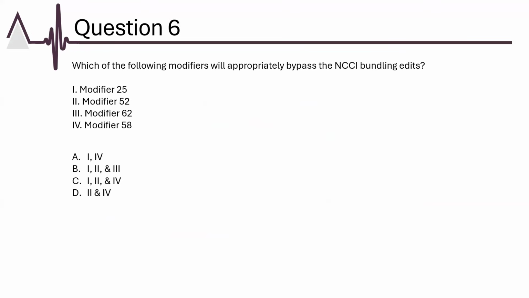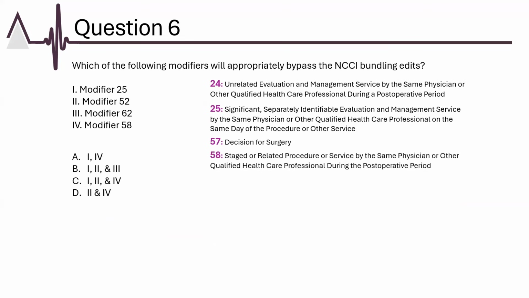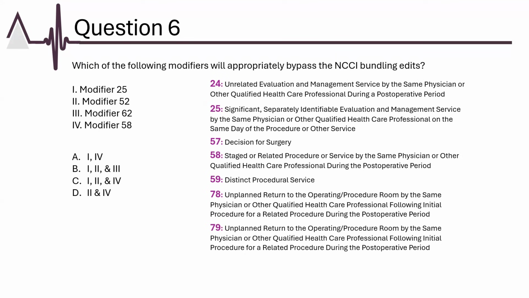Question 6. Which of the following modifiers will appropriately bypass the NCCI bundling edits? The modifiers that may be used to bypass the NCCI edits include modifier 24, modifier 25, modifier 57, 58, 59, 78, 79, and 91. Take a moment to note these in your books, that these will bypass the NCCI bundling edits.